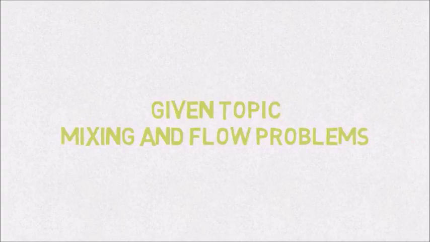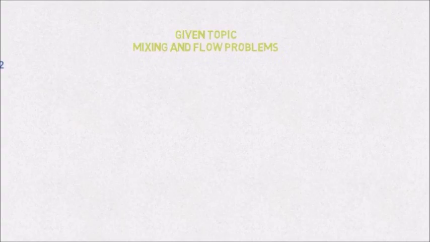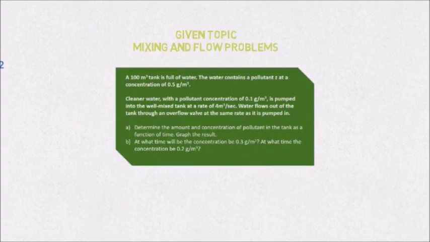Our given topic is mixing and flow problems. Now, the problem states that there is a 100 meter cubic tank of water which contains a pollutant Z at the concentration of 0.5 gram per meter cube. Cleaner water with the pollutant concentration of 0.1 gram per meter cube is pumped into the well-mixed tank at a rate of 4 meter cubic per second. Water flows out of the tank through an overflow valve at the same rate as it is pumped in.